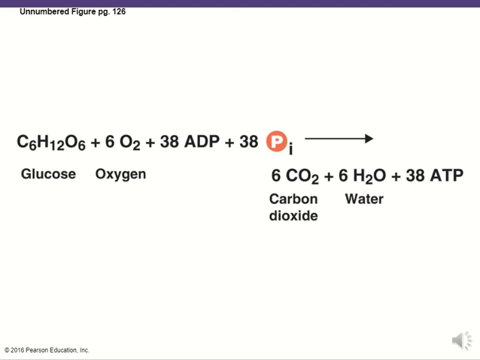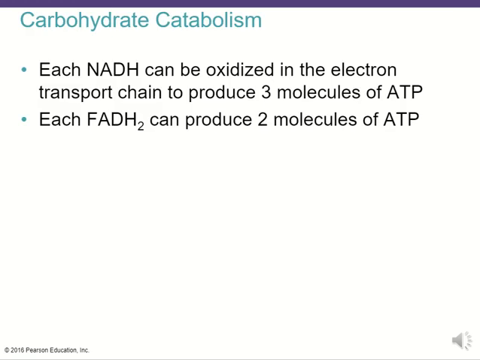But it shows that one glucose molecule and just a little bit of oxygen can produce an incredible amount of energy molecules. In carbohydrate catabolism, each NADH can be oxidized in the electron transport chain to produce 3 molecules of ATP, and then each FADH2 coenzyme can produce 2 molecules of ATP as they get oxidized.